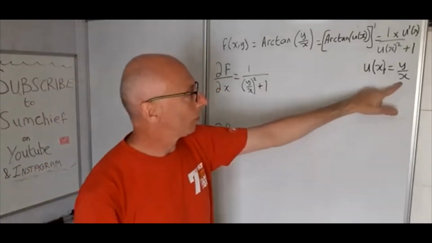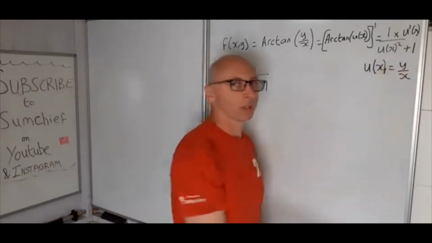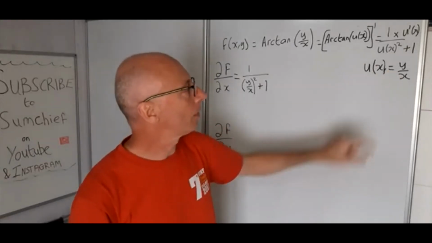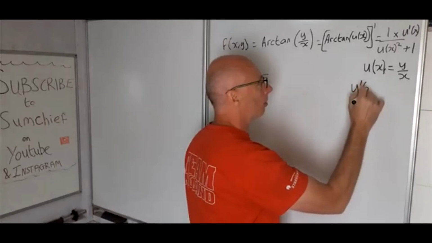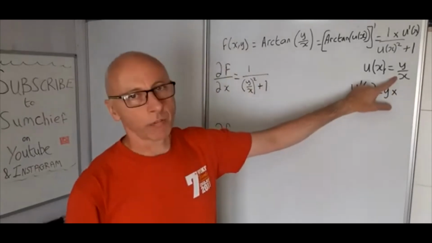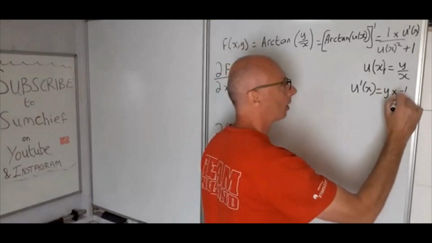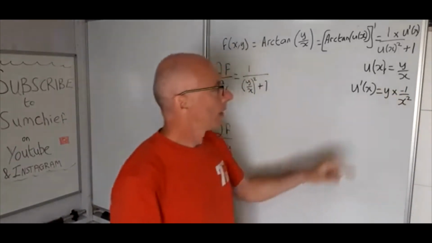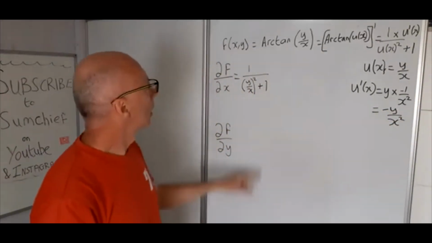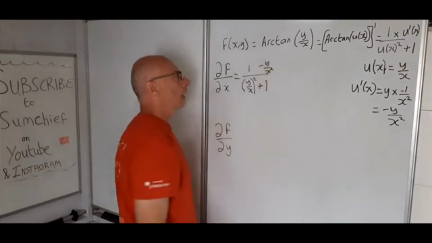So how are we going to find the derivative of this with respect to x? Well, first thing we do, we treat y as a constant. So with all constants we can bring them out the front and then take the derivative of what's left. So u prime of x equals y times the derivative of 1 over x, and the derivative of 1 over x we know is minus 1 over x squared. So that equals minus y over x squared. So now we put this into the top of here, minus y over x squared.